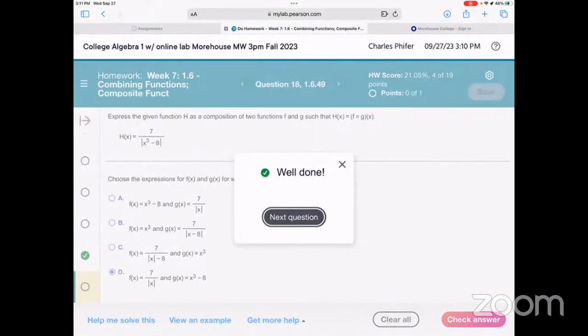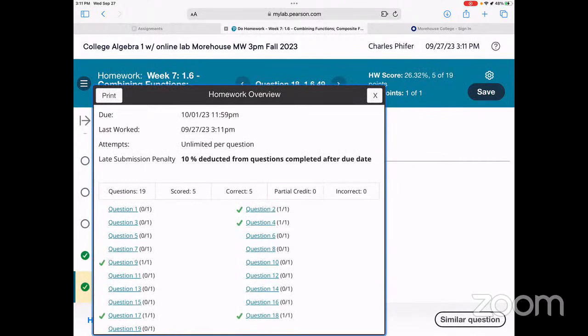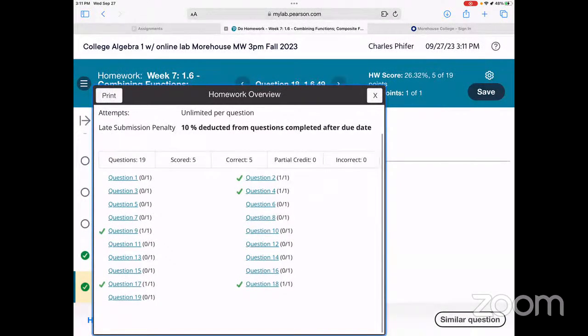Okay. Hey, Google, give me a random number between 1 and 19. 14. Okay.